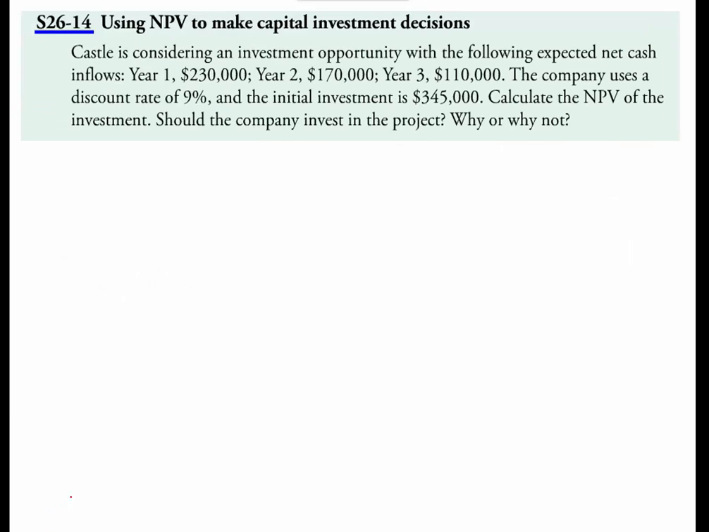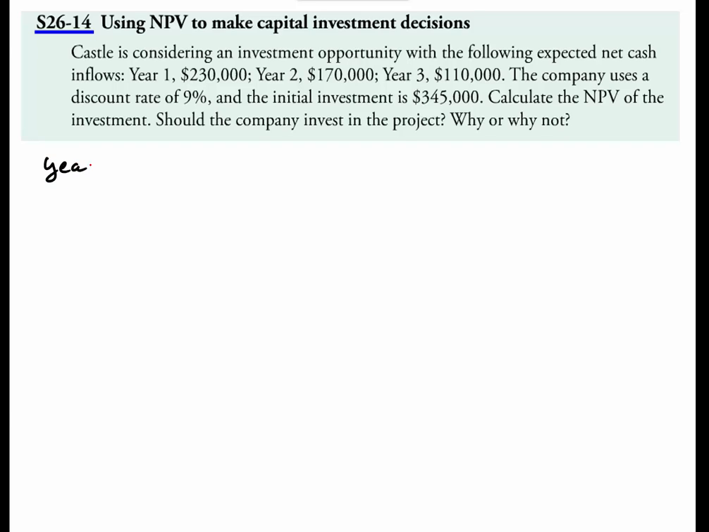I'm going to do one more here that just shows you uneven cash flows. This is not related to the Snow Park Lodge. So in this one, some company called Castle is considering an investment opportunity with the following expected net cash inflows. So they've already netted out the money coming in, the money going out. So we've got 3 years, 3 different cash flows. 9% discount rate, initial investment of $345. Calculate the net present value of the investment.